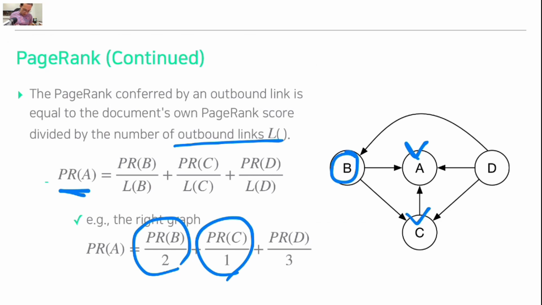We also have a link: page A has the link from D. How many outgoing links from D, right? We count 1, 2, 3. So that's why we put this. So PR of D over 3 is added. So this is how to compute. Very simple, right?